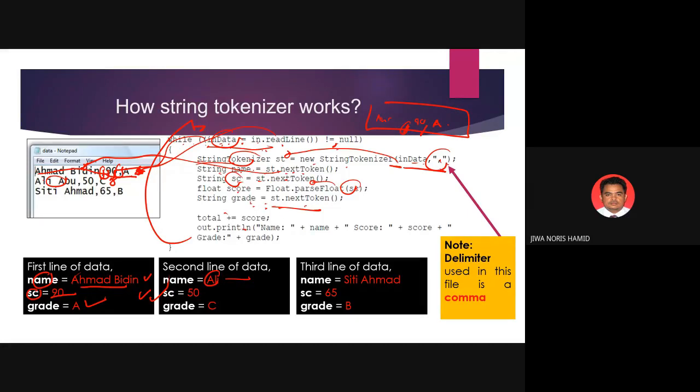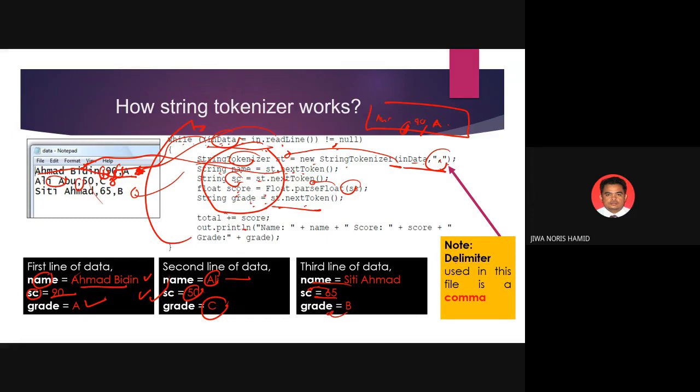Okay, and then we look here, comma. Then here SC score will go to 50 and then grade equal to C. Then it will repeat the process. Siti Ahmad will be named SC, 65 will be given to SC, and then B will be given to grade, like this one. Clear or not clear, guys?